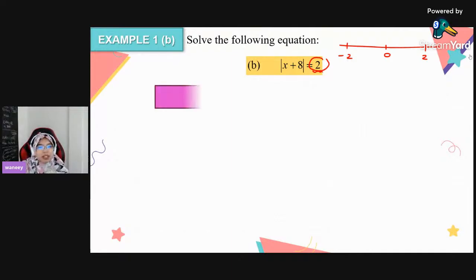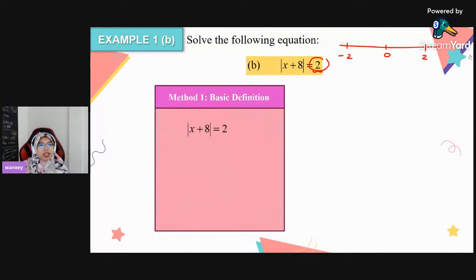Okay, so by using the basic definition, the first one, we can either have x plus 8 equal to 2 or x plus 8 equal to negative 2. So you can have two things. x plus 8 equal to 2 or x plus 8 equal to negative 2. And then of course, you're going to make x your subject. So you either have x equal to negative 6 or x equal to negative 10. So done. What happens if we use squaring both sides?